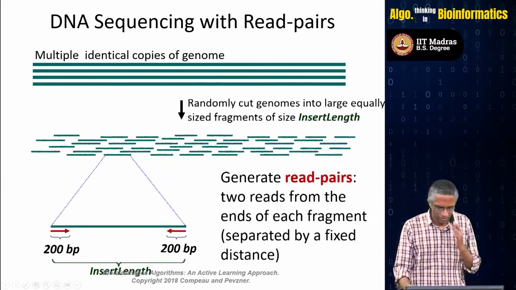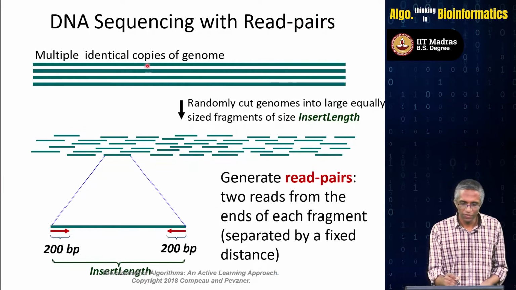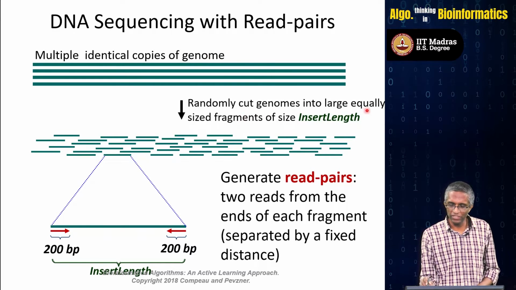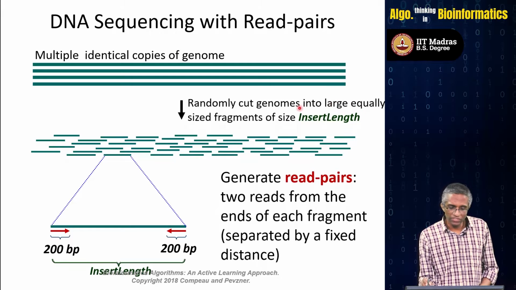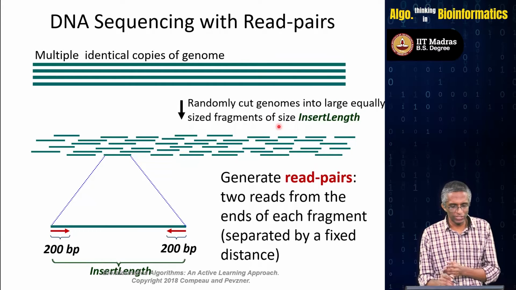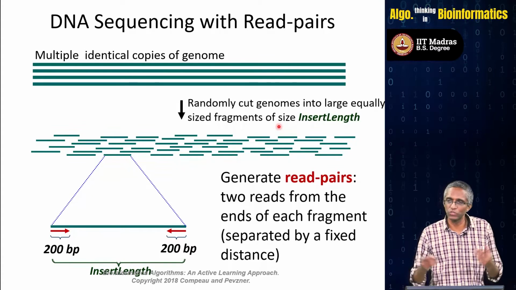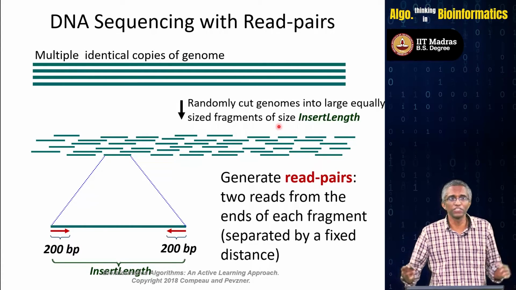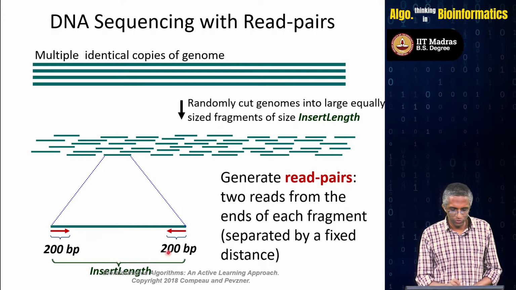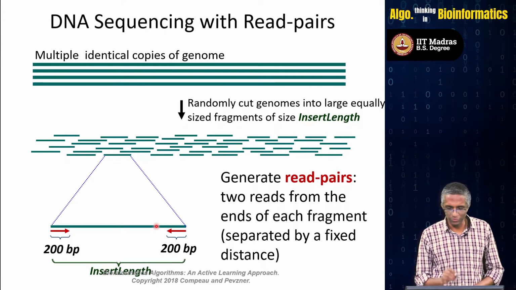Okay. So the idea is that you take multiple identical copies of the genome like before, you randomly cut them into now larger equally sized fragments. Previously we had to split it into k-mers, but now we can also make it like 10 times k-mers or 20 times k-mers. You can make larger fragments now, right? But then you still read k-mers, but at the end of each of these fragments, right? So this is called the insert length. You have 200 base pairs at each end, and then you are just measuring this, okay?